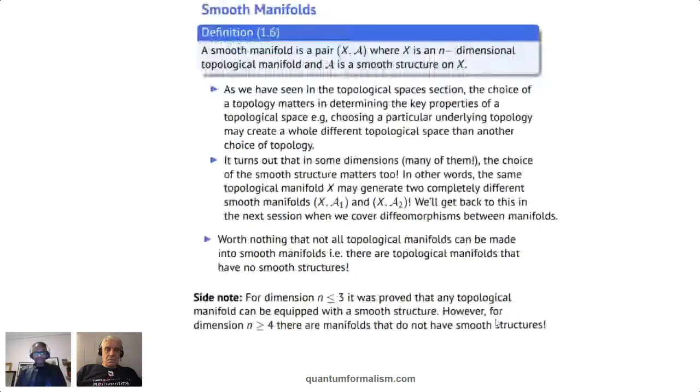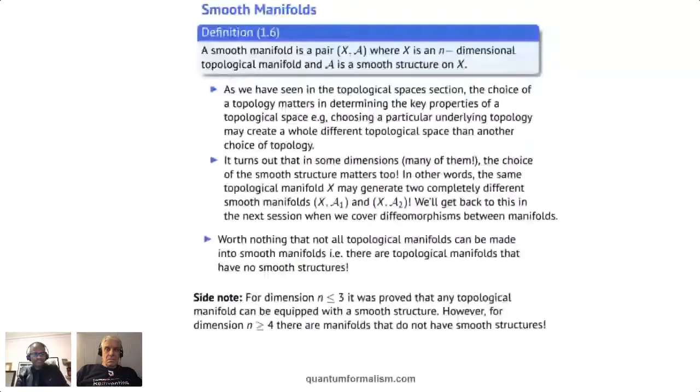Before I comment on the number of smooth structures, which we will do again in the next session, here's a definition. A smooth manifold is just a pair, just like a topological space is a pair of a set with a topology. Here we have an n-dimensional topological manifold, and then a chosen smooth structure. Just like you ask how many topologies you can generate on a given set, it's also important to ask how many smooth structures. We'll see this is actually a very hard problem.